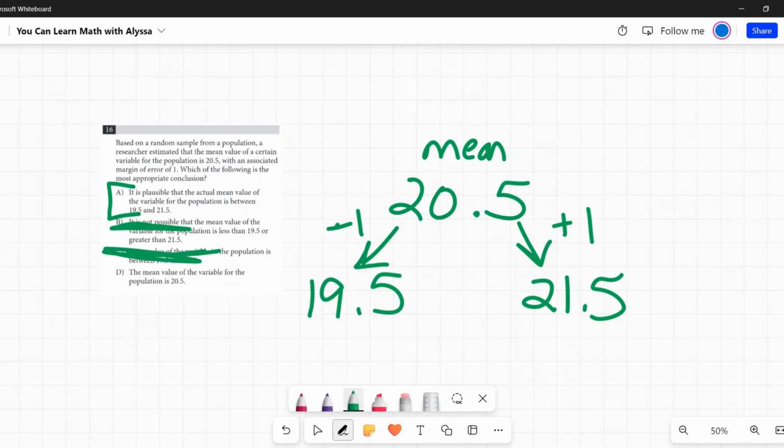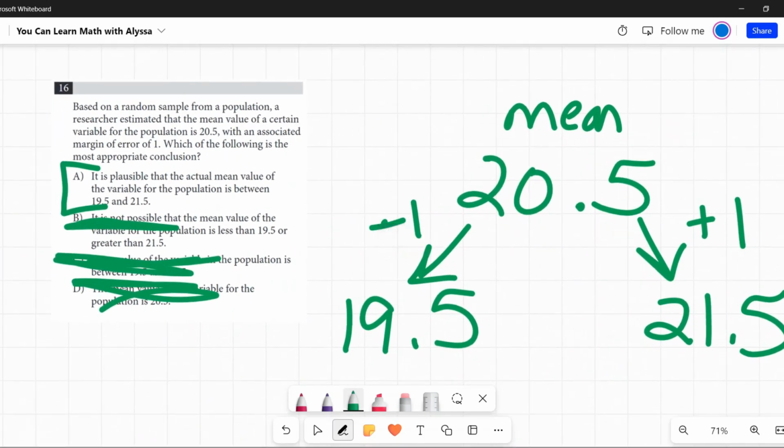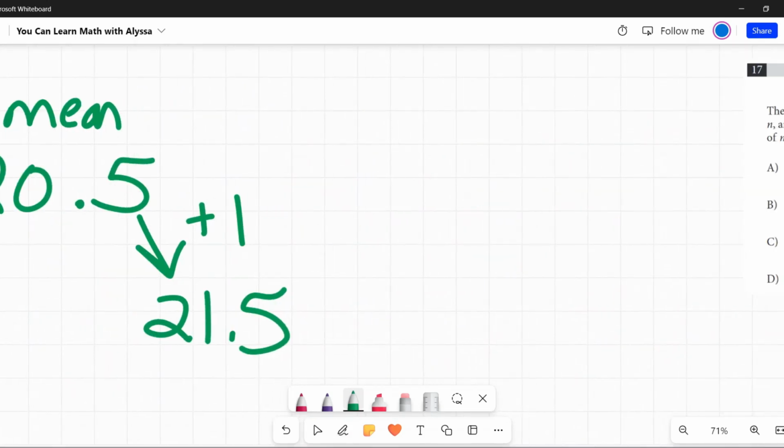D, the mean value of the variable for the population is 20.5. No, it doesn't mean that, because there's a margin of error, and it's an estimate. So it's not absolute that it's 20.5. It can be anywhere in this range, and the actual number may be slightly outside of it. It's just an estimate. So we said A is the right answer. It is confirmed. A is our right answer.